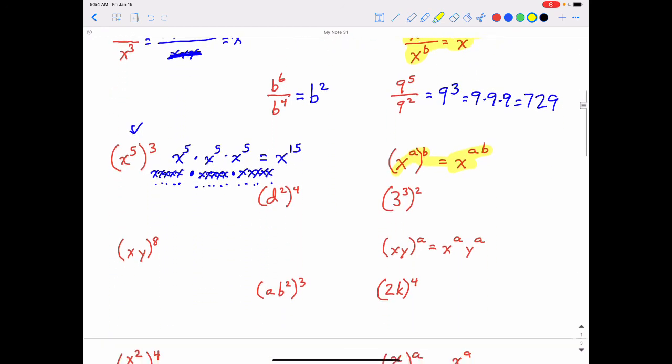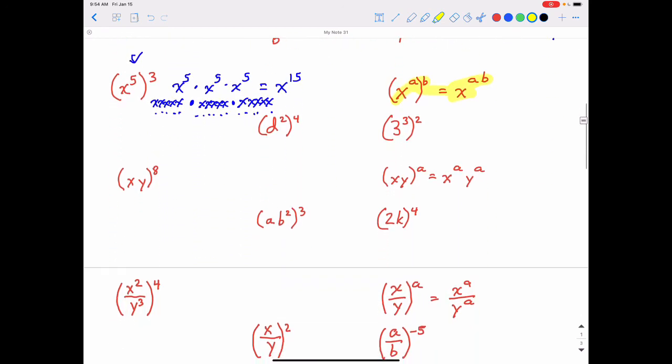But down here, two exponents are sharing the same variable. They're sharing the same base. So that's why we're multiplying, and that's the difference between the two. So d to the second to the fourth power would be whatever 2 times 4 is, since they both are affecting the d. So 2 times 4 is 8, so that would be d to the 8th power.